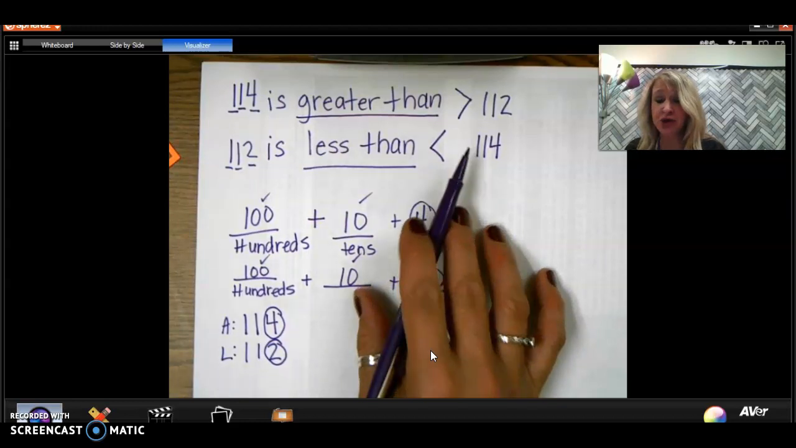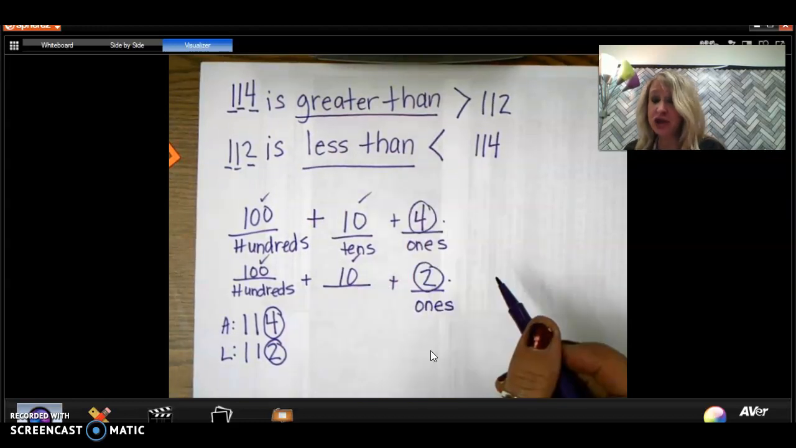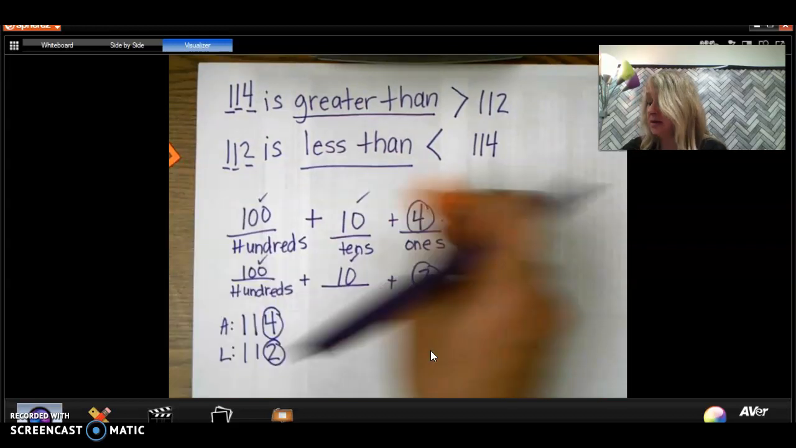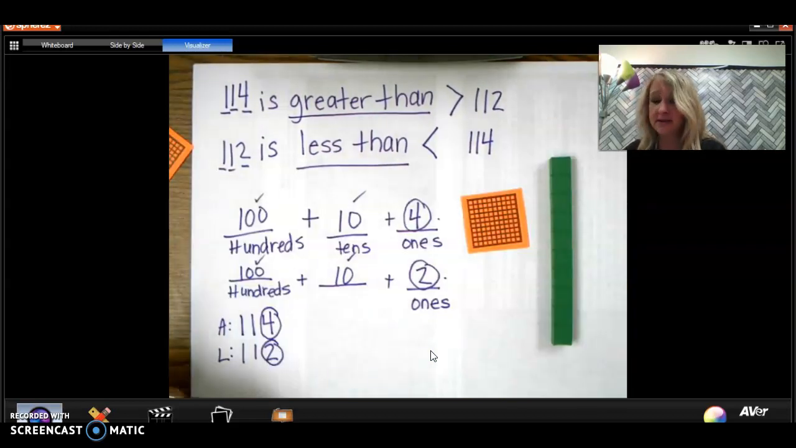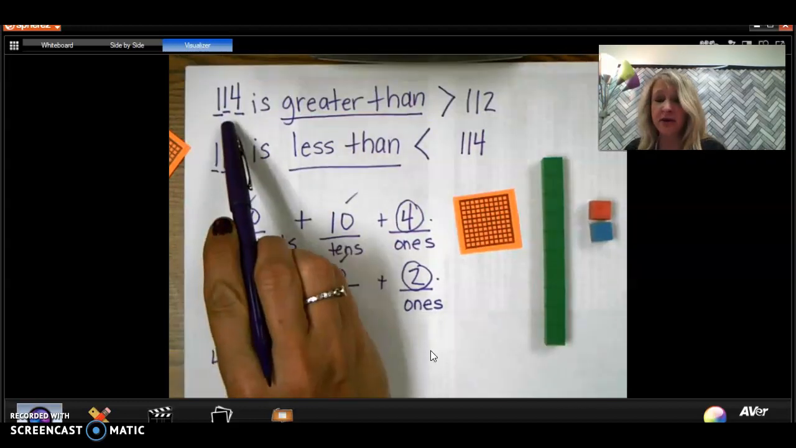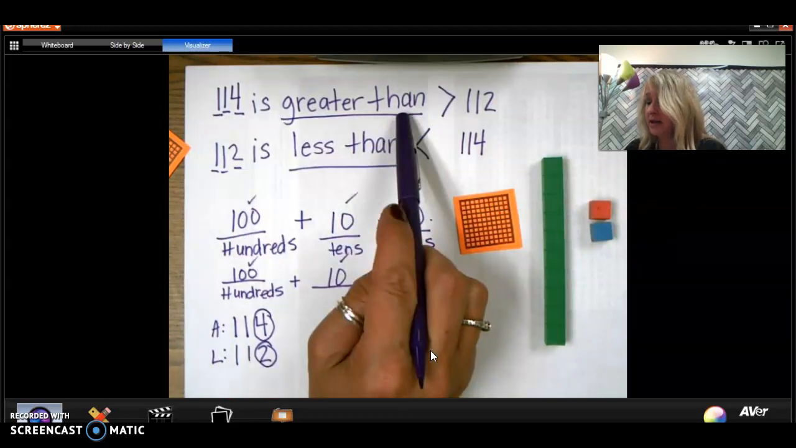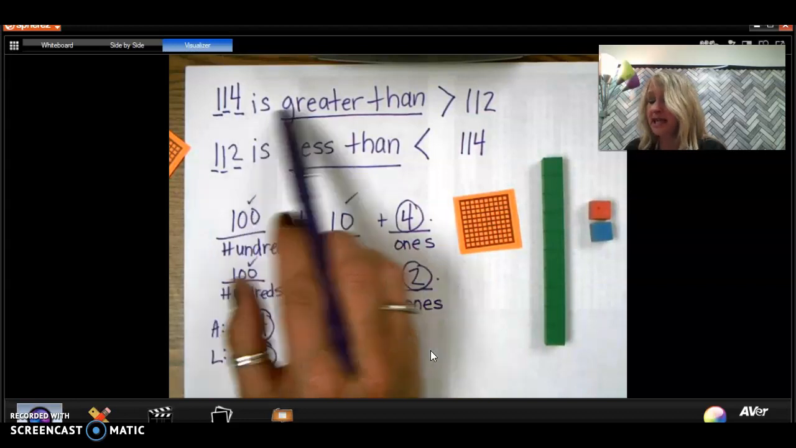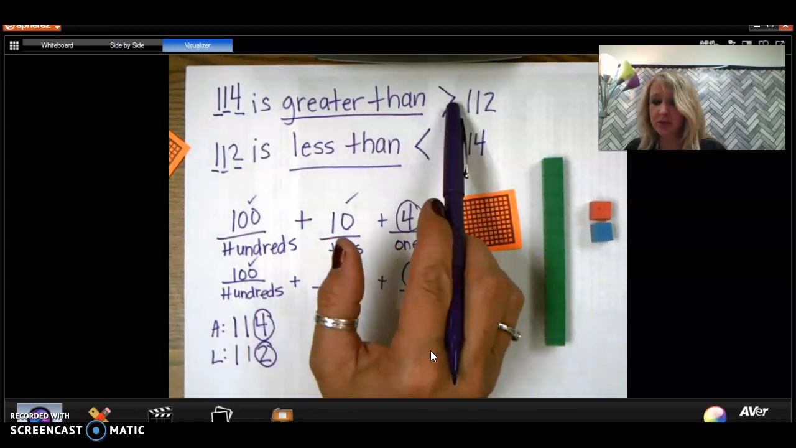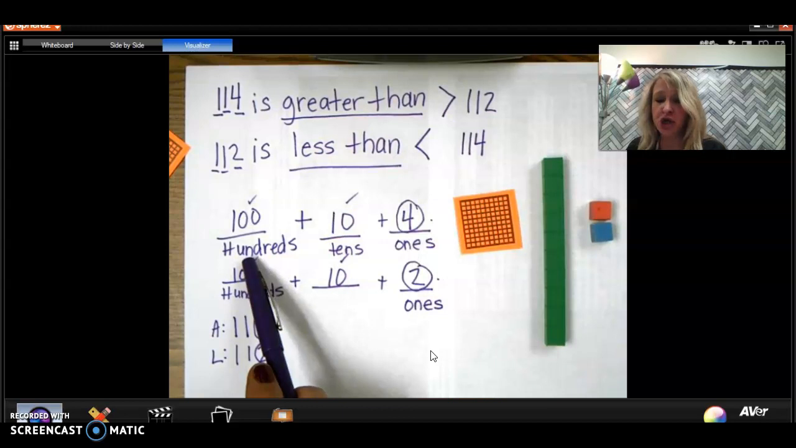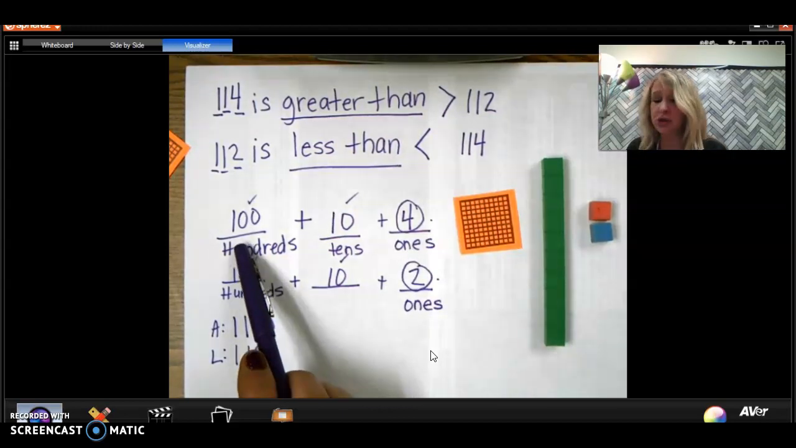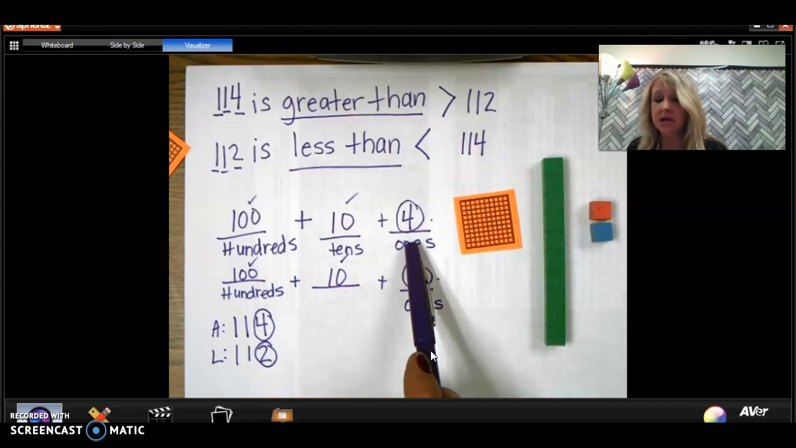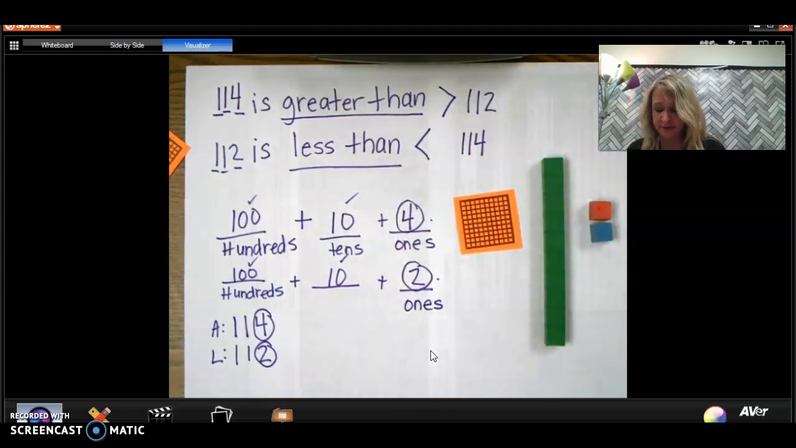So this is what you're going to do on your paper today. First, you're going to show it with your hundreds, tens, and ones. Then you're going to write the number and answer the question, what number is greater than with the symbol, or what number is less than with the symbol and the other number. Then you're going to show how you know. You're going to use expanded form to show how you know that.